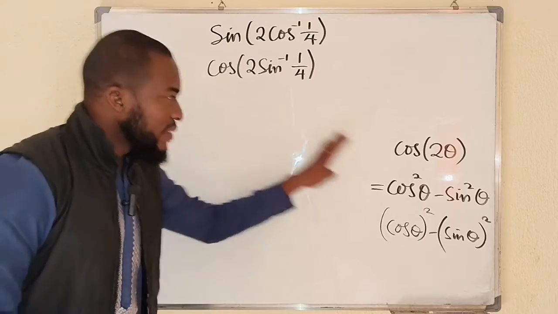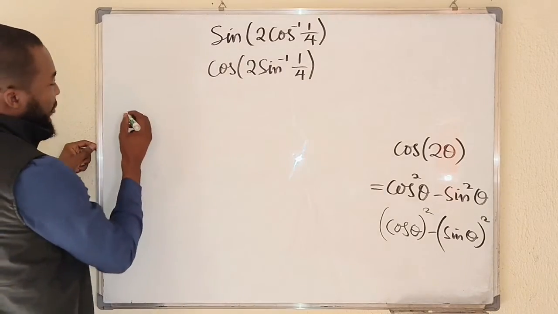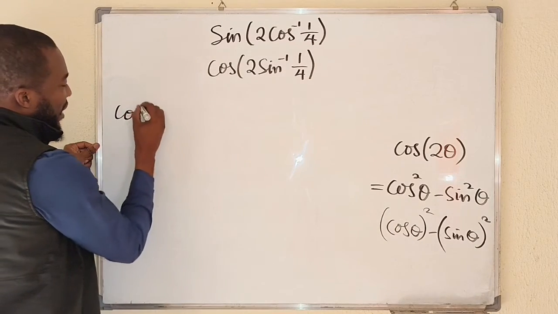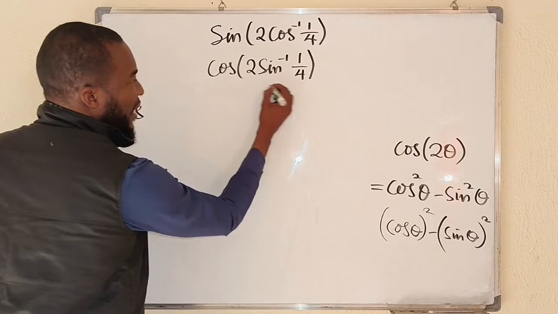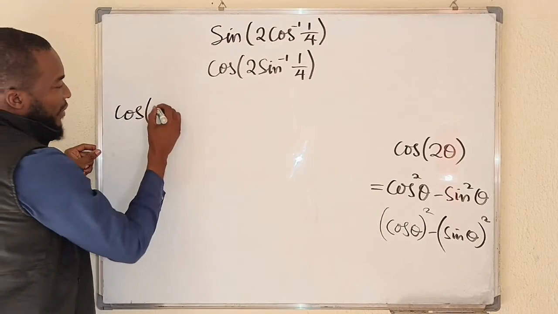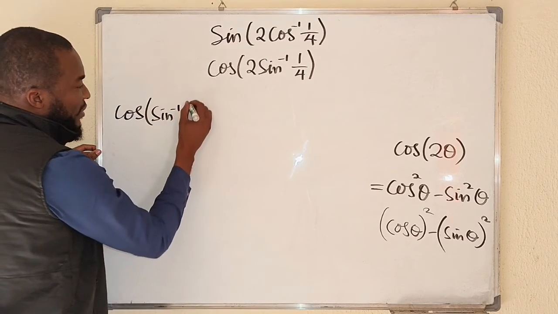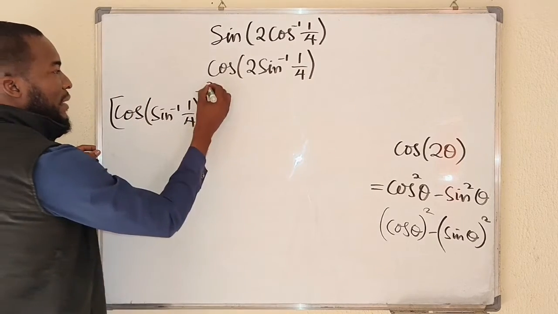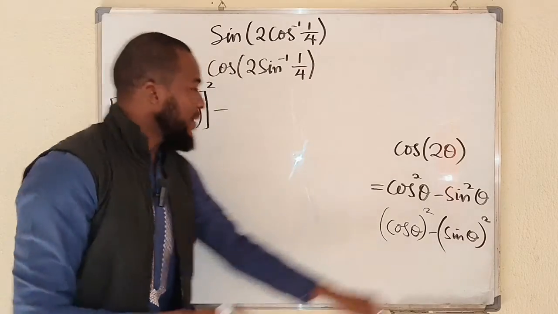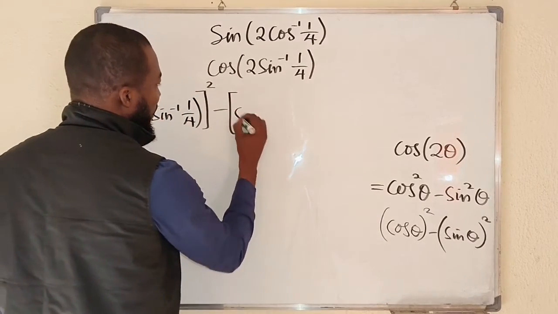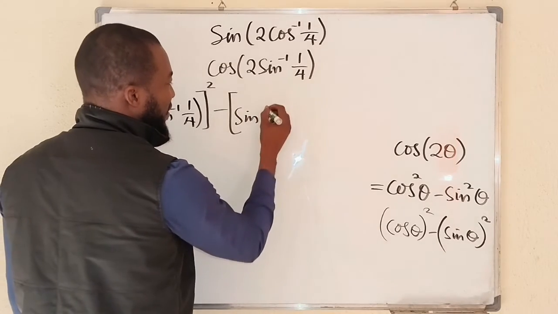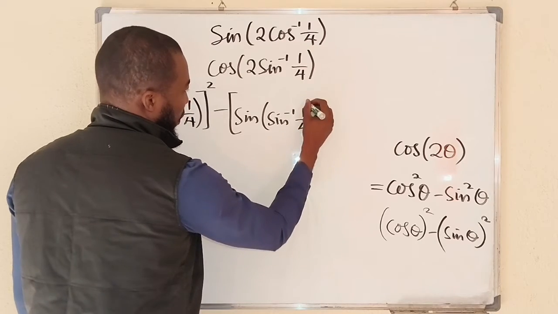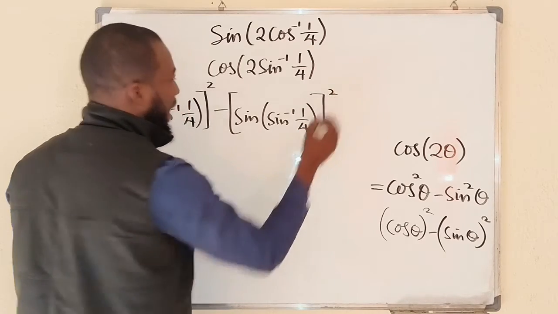So now let us relate this in terms of this. This becomes cosine theta whole squared. We have cosine, but what is theta? Theta is sine inverse of 1 over 4. So we have cosine of sine inverse of 1 over 4, but whole squared, minus sine theta, but theta is sine inverse of 1 over 4 again, also squared.